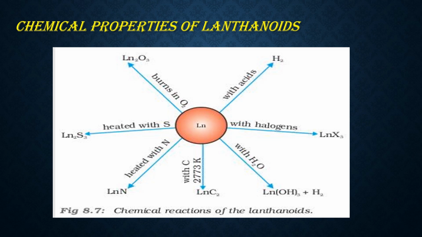Now the next is chemical properties of lanthanoids. When lanthanoid reacts with oxygen, it forms Ln2O3 type oxide. With acid, it releases hydrogen gas. With halogen, it gives LnX3 type halide. With water, it gives Ln(OH)3, that is lanthanum hydroxide, along with the evolution of hydrogen gas. With carbon at 2773 Kelvin temperature, it produces lanthanum carbide. Similarly, when heated with nitrogen, it forms nitride. Heating with sulfur, it forms sulfide, that is Ln2S3 is the general formula.